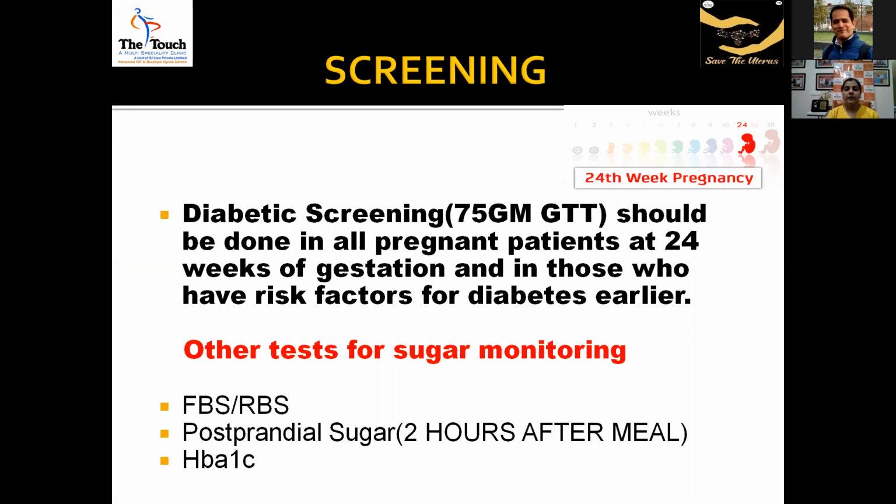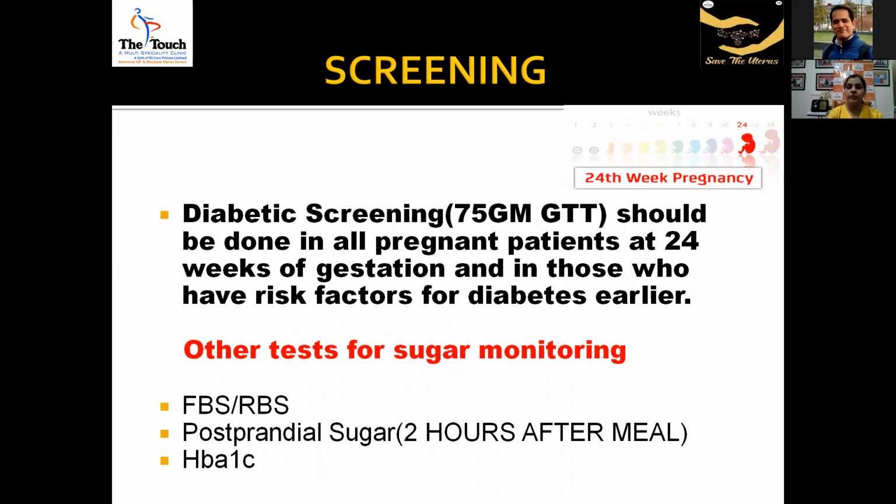And in this, what is done? Three samples are taken, one fasting, and then you drink 75 grams of glucose. After drinking, the first sample is taken 1 hour after, and the second sample is taken after 2 hours of drinking. That means a total of three samples: one fasting, 1 hour after taking the sugar, and second 2 hours after taking the 75-gram glucose.